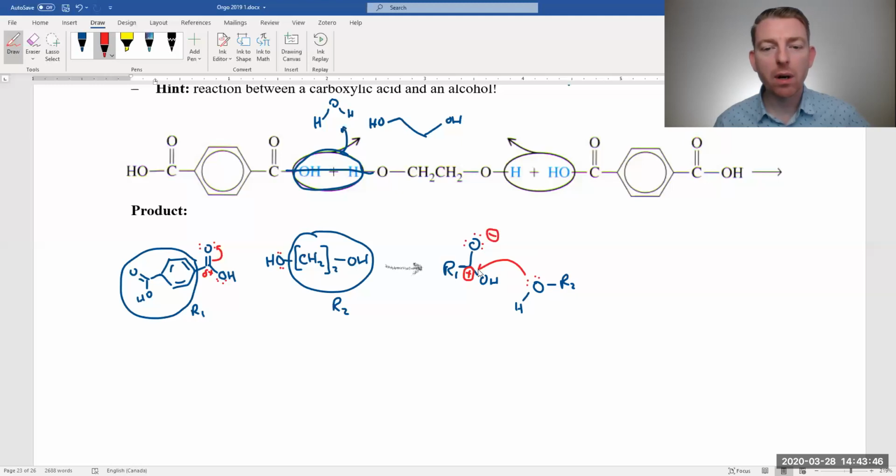So let's show our electron density going from where it is to where it's going to be, and that will be the new bond that we're going to make, okay? So now we're going to have R1 with a single bonded oxygen and an alcohol group here. And it's going to be bonded to the oxygen that we just drew there. And it's going to be bonded to a hydrogen as well as R2.